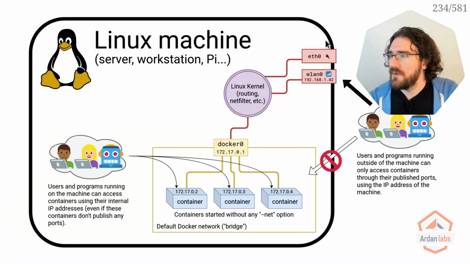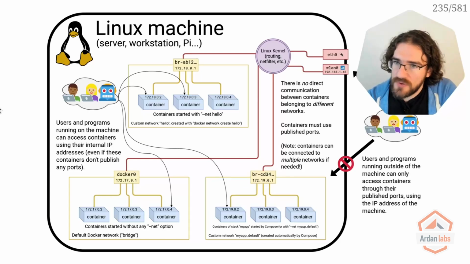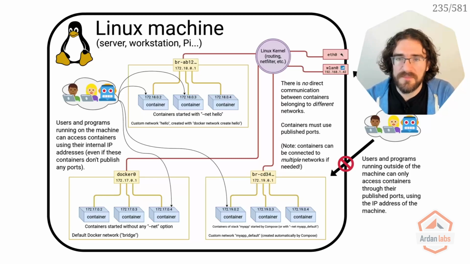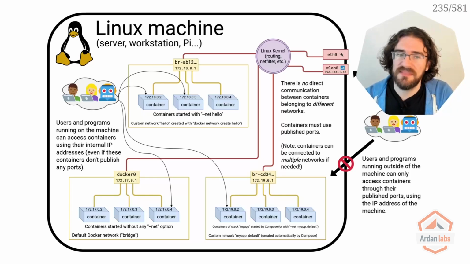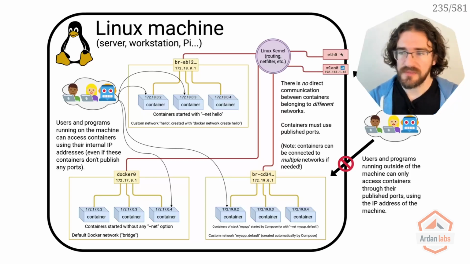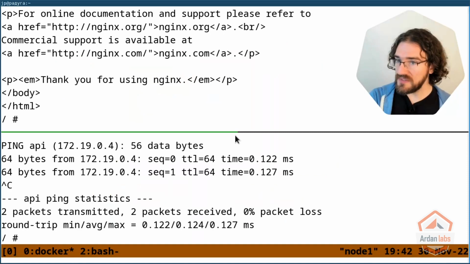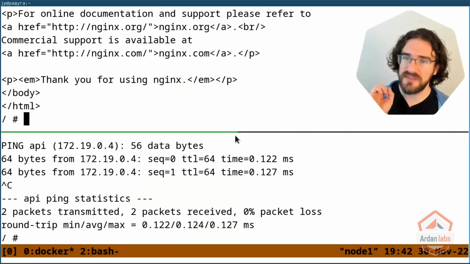Now, if we have multiple networks, like what I was just demoing earlier, you have these multiple networks, each isolated from the other ones. And what's interesting is that if you are directly on the Linux machine, you can connect to all these containers. That's interesting because as a developer, when I'm here on my Linux environment, if I want to connect to a container, I can do it directly.